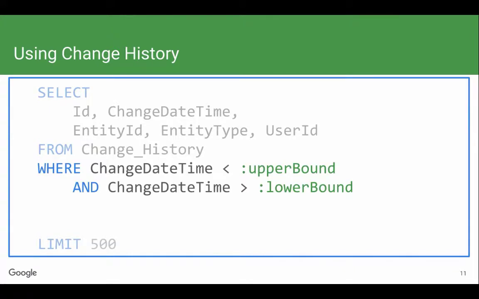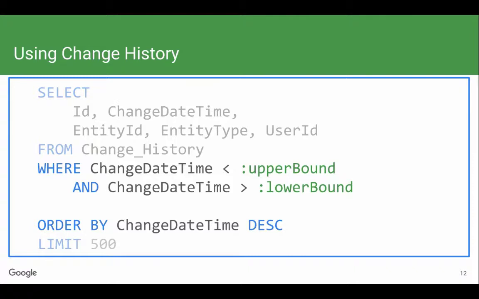And then we'll add our where clause. So this is that date window that I was talking about. We're going to provide both an upper bound and a lower bound for when we want to retrieve changes from. There's also the order by. If you don't include an order by clause, since there's only one order by that we support, it'll automatically be imposed. But for clarity, I'll just add an order by change date time descending. Again, newest changes at the top.